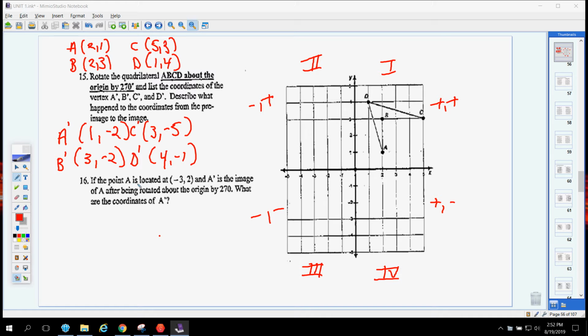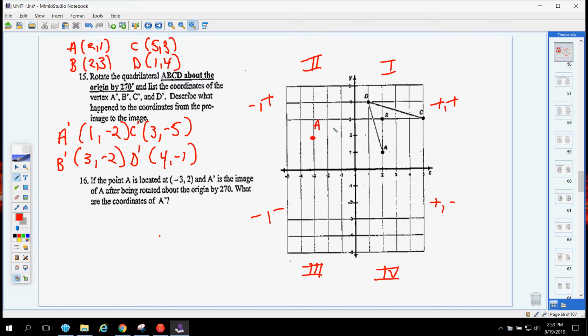16 here. If the point A is located at negative 3, 2, well, negative 3, that's 1, negative 2, negative 3, and up 2. This is our point A. And A prime is the image of A after being rotated about the origin by 270. What are the coordinates of A prime?